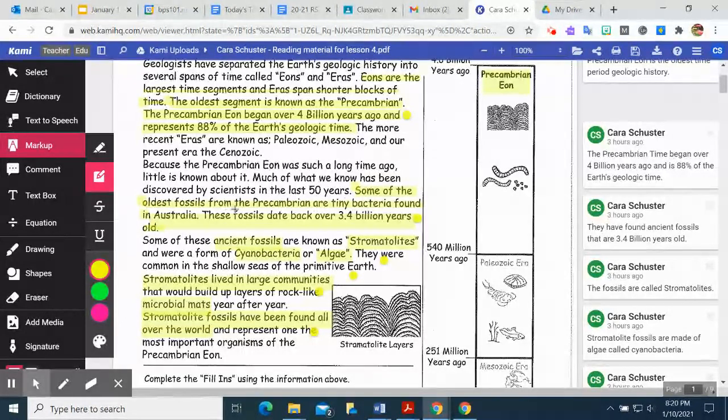Some of the oldest fossils from the Precambrian are tiny bacteria found in Australia. These fossils date back over 3.4 billion years old.